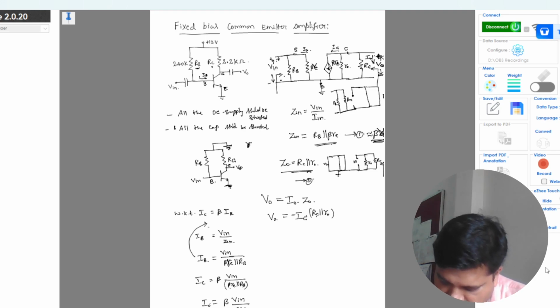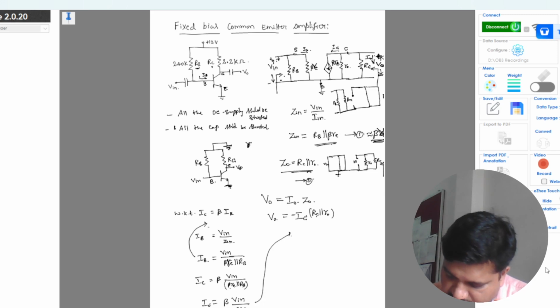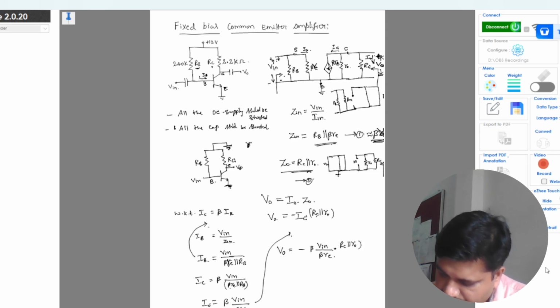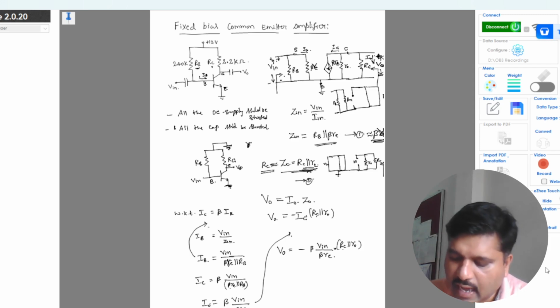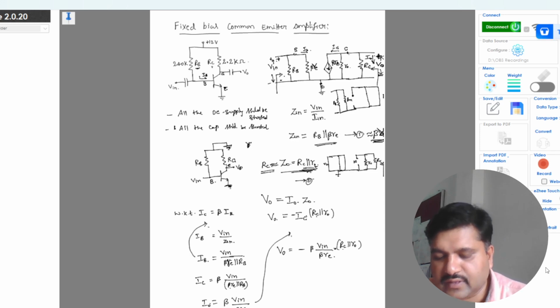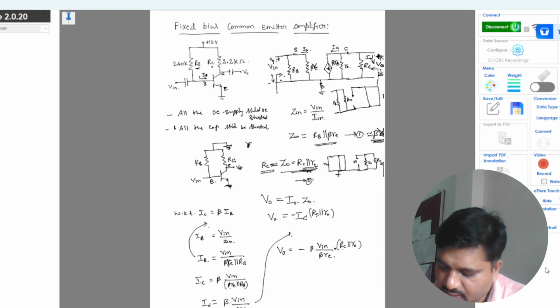Okay, this is my IC. So substituting it in here, V out is equal to minus beta times V in divided by beta times RE, into RC parallel with R0. Effectively, this RC parallel with R0 at the output impedance will be approximately equal to RC, because R0 is the large value. So even though R0 is a large resistance in parallel with the small resistance, it is effectively equal to RC.